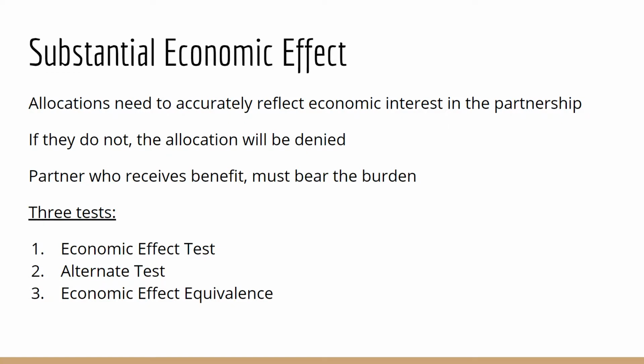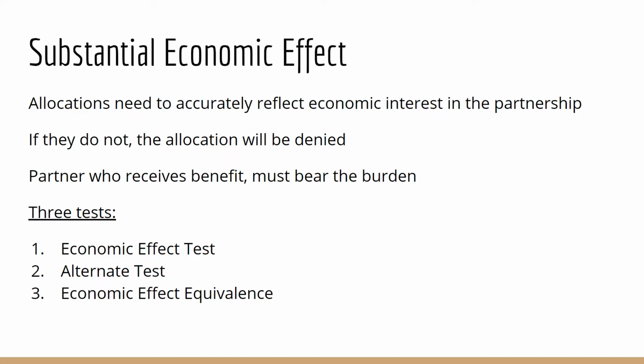So now we need to look at substantial economic effect. And this is where it starts to really get confusing. Allocations need to accurately reflect economic interest in the partnership. That's kind of why you track capital accounts. If they don't, then the allocation will be denied. The reason they do this is they want the partner who is receiving the benefit of that allocation to also bear the risk for that allocation. And that's a confusing statement, but it will get explained with the example.